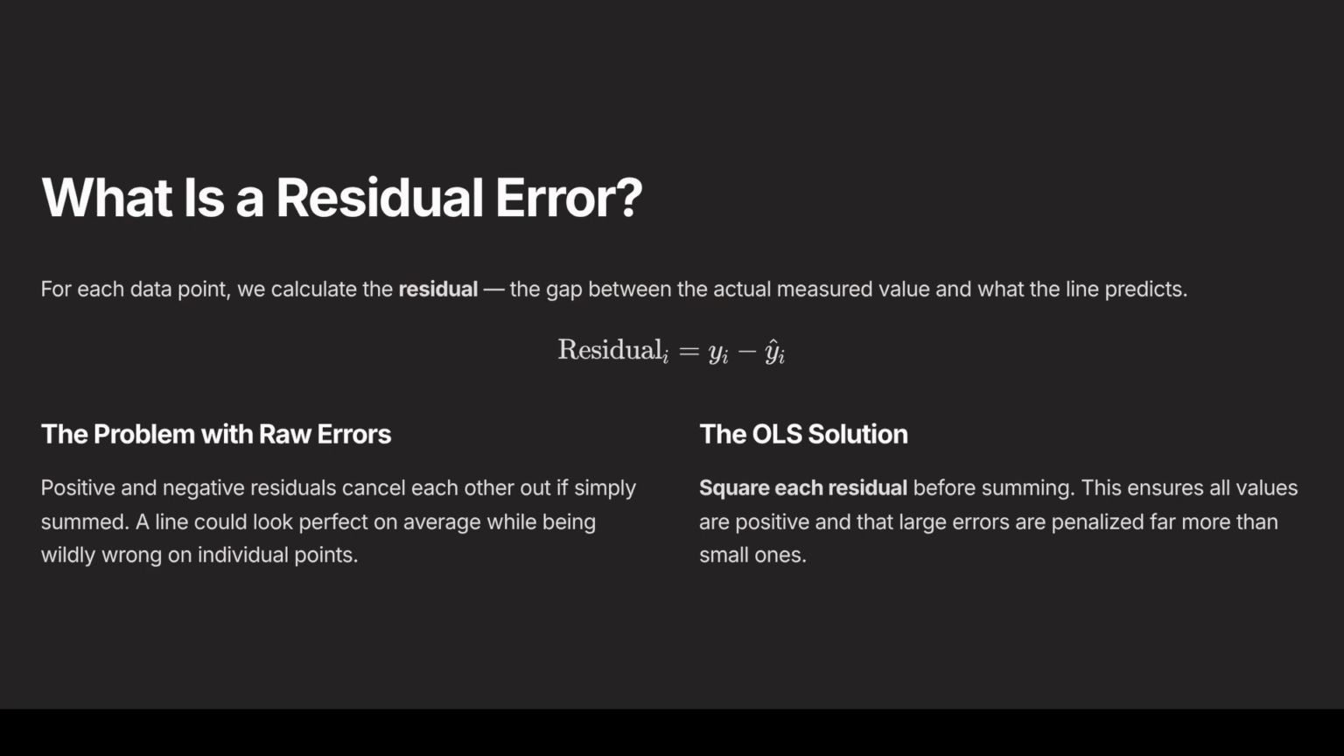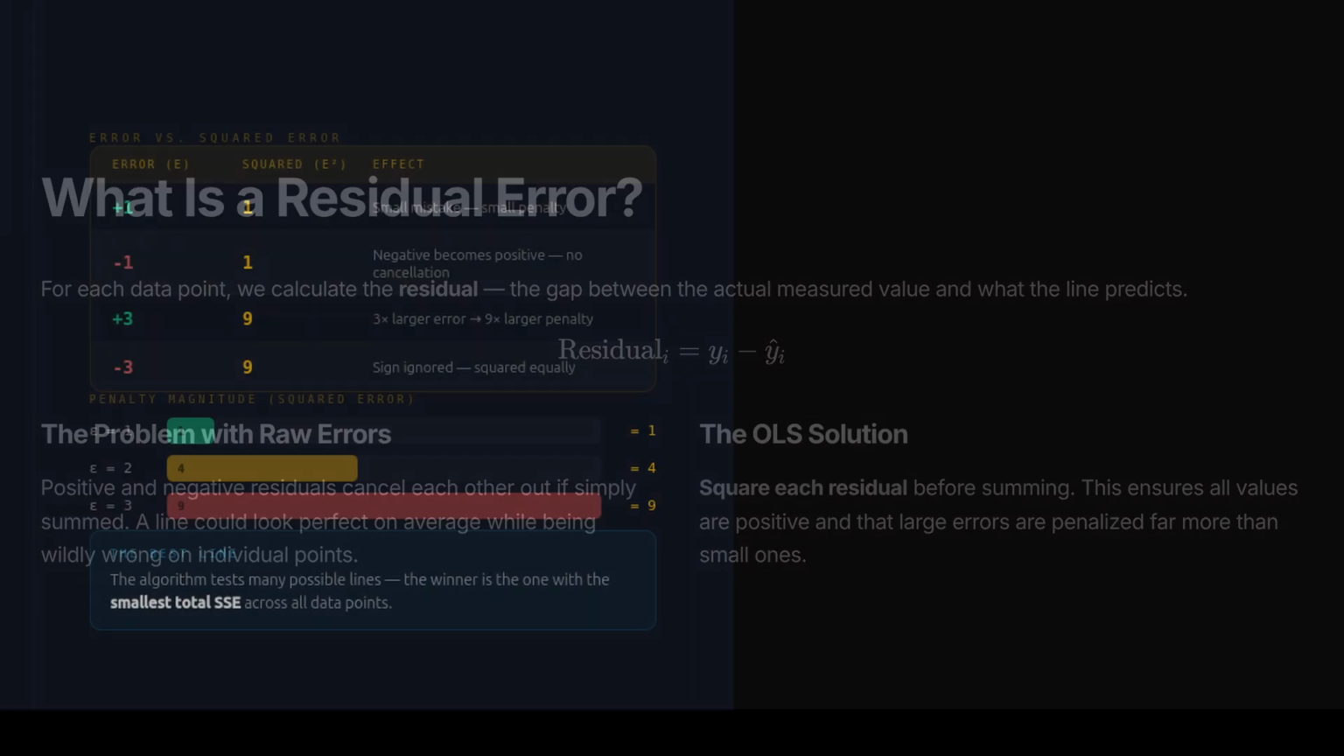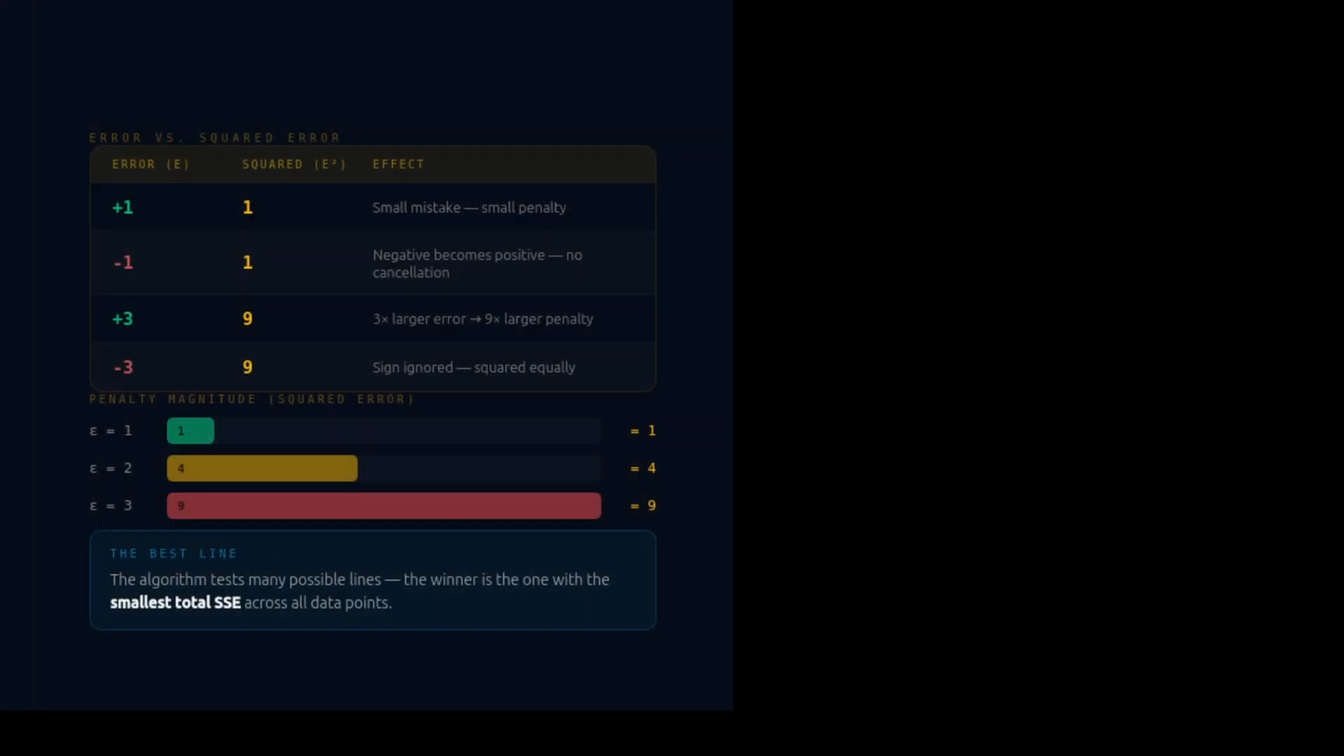For each data point, we can calculate an error, which is the difference between the actual measured value and the value predicted by our line. Some errors are positive and some are negative. If we simply added these errors together, they might cancel each other out. To avoid that, ordinary least squares squares each error before adding them. This produces something called the sum of squared errors.